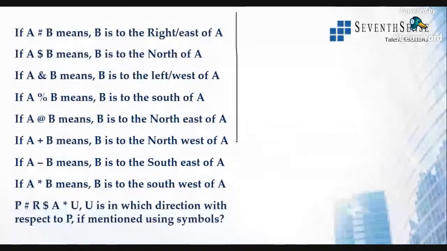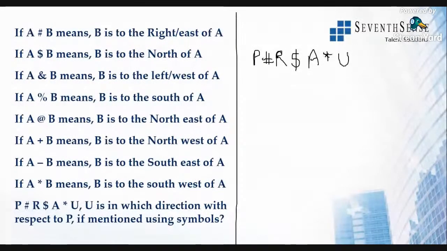So whenever they give this data to you, please be very careful in comparing only two letters at a time. All right, two letters at a time. Dollar symbol A and asterisk U. All right, now draw the diagram. P asterisk hash R.